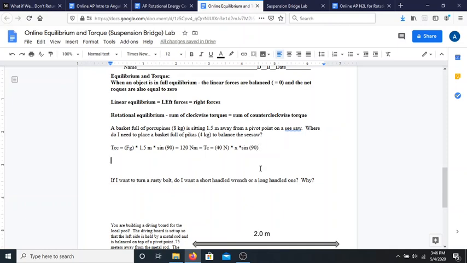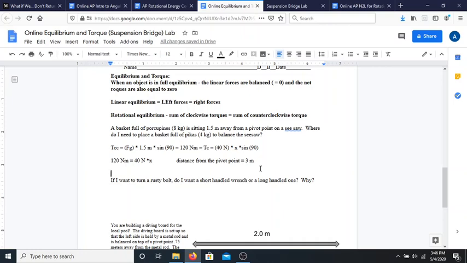So we're left with the counterclockwise torque, 120 newton meters, which has to equal the force provided by the picas times how far away they are, which we don't know. But we do know enough that we can solve for x, and we get that the distance from the pivot point is equal to 3 meters. And right there, that's exactly how you use rotational equilibrium to solve problems like that.